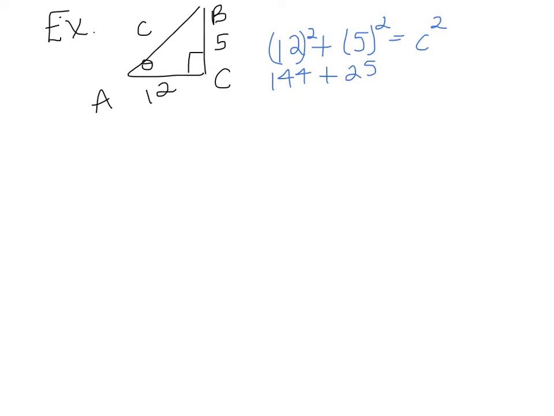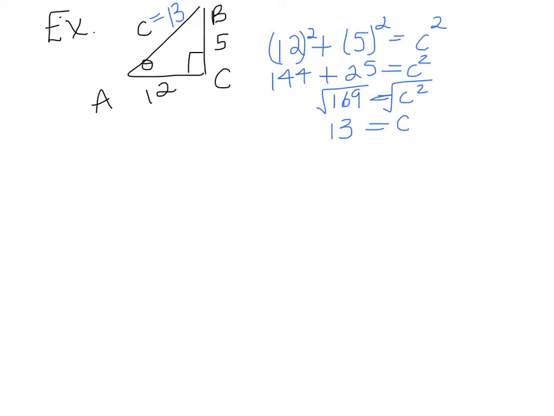144 plus 25. And then if you solve for c, when you get to this point, you want to square root both sides. And sometimes they'll come out really nicely like this one. Sometimes they won't, so you'll just leave it as a simplified radical. So now we have the missing sides.